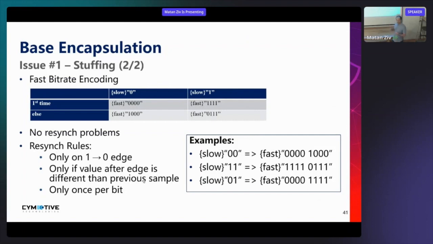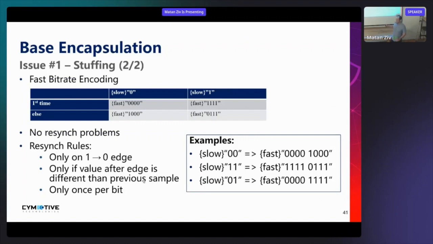The first bit, which is of the opposite value, we might be afraid that they will cause resynchronization issues because we are currently adding new edges. As we said, edges might cause resynchronization. But actually, there are resynchronization rules which we adhere to when doing this table. The rules are: only a 1 to 0 edge counts, only if the value after the edge is different than the previous sample, we will do a resynchronization, and it can only happen once per bit.